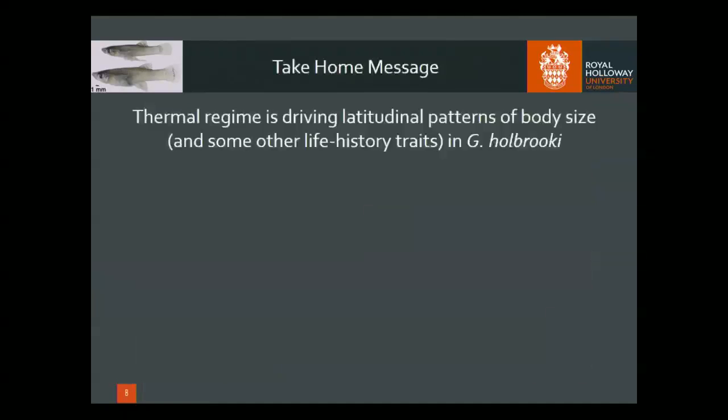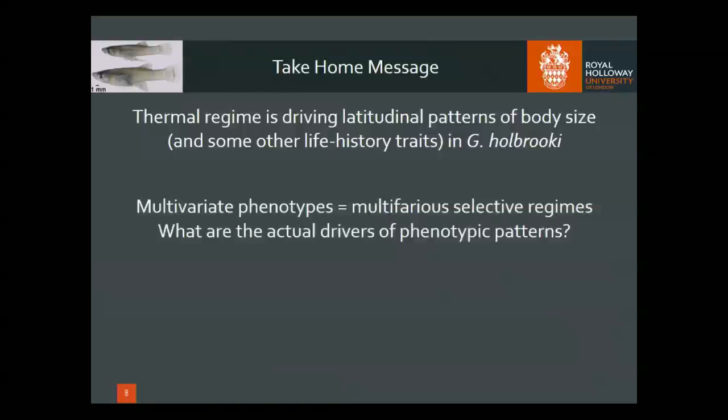So what is the take-home message then? Well, the first one is that we did find support for Bergmann's rule, and that actually we did find some good evidence that this is linked to thermal regime in this species. But then even more importantly, we found some more evidence for, of course, kind of the obvious effect that multivariate phenotypes like whole suites of life histories and body shape are usually the result of multifarious selective regimes.